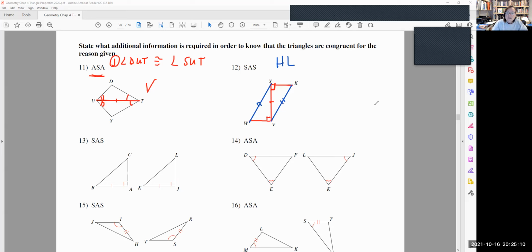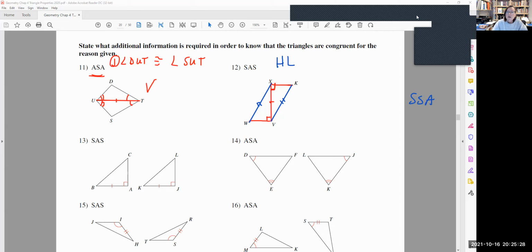And that's the one exception to the SSA donkeys, that this is the only triangle I can make with a right triangle, okay? So since this was a leg attached to the right angle, the hypotenuse would give me that second part, okay?